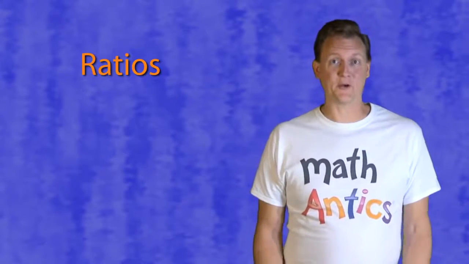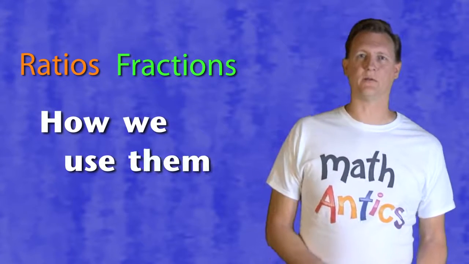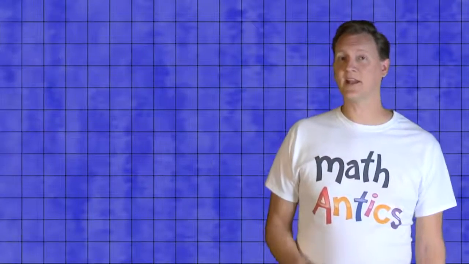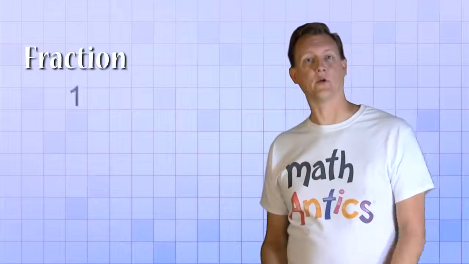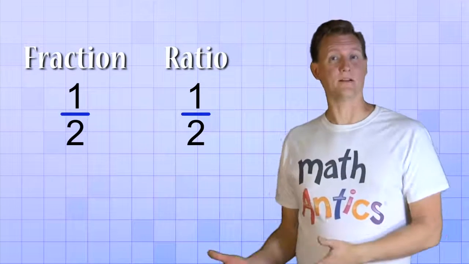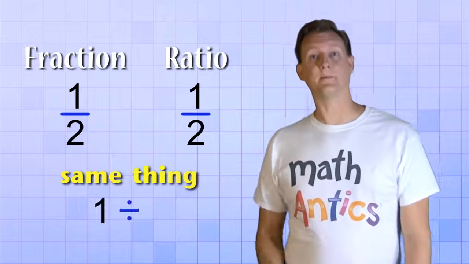Well, sure, everybody knows that. Well, like I was saying, ratios are basically just like fractions. The difference is how we use them to describe things in the real world. To see what I mean, let's look at examples of how we could use the fraction 1 over 2 and the ratio 1 over 2. Mathematically, these are both the same thing. They're just the division problem 1 divided by 2.